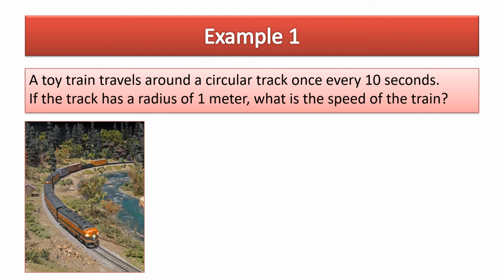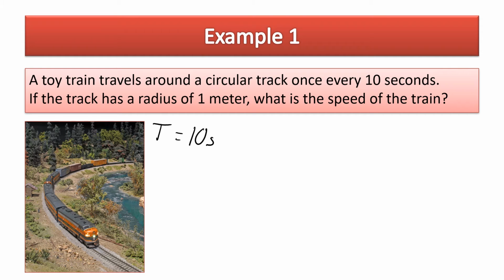Let's do an example. It says a toy train travels around a circular track once every 10 seconds. If the track has a radius of 1 meter, what is the speed of the train? Feel free to pause the video, write down some givens and the unknown, and see if you can figure out what the speed of the train is. Okay, so hopefully you paused the video and thought about it. It says it goes once every 10 seconds. So not only is that telling you the time, it's telling you the special type of time. It's one time every 10 seconds.